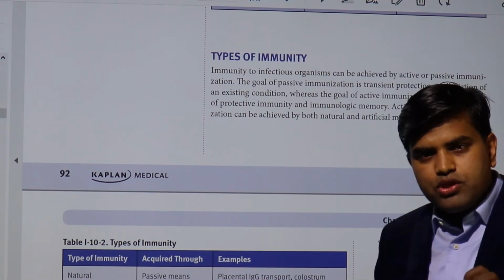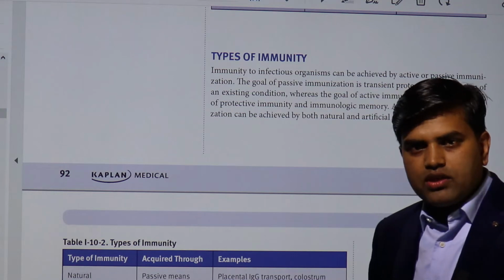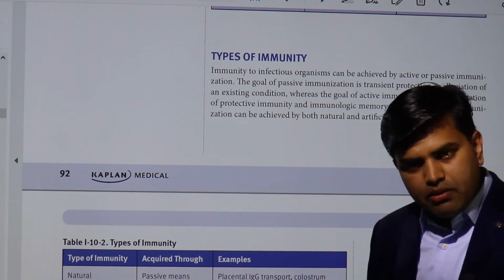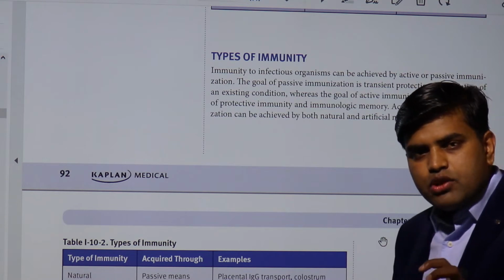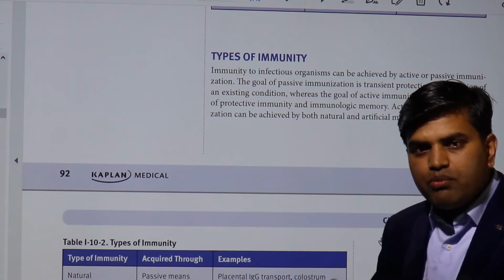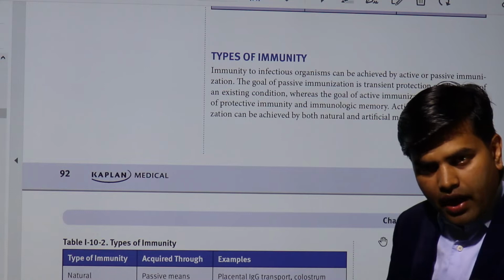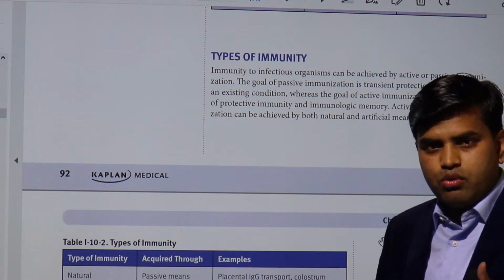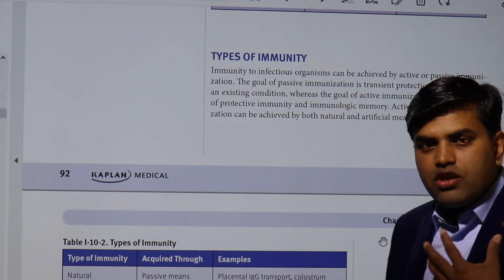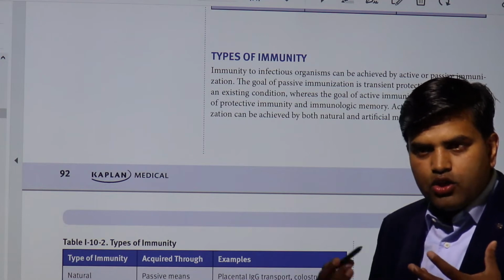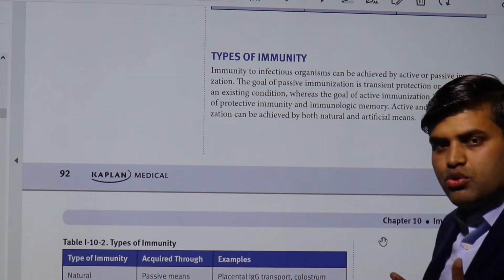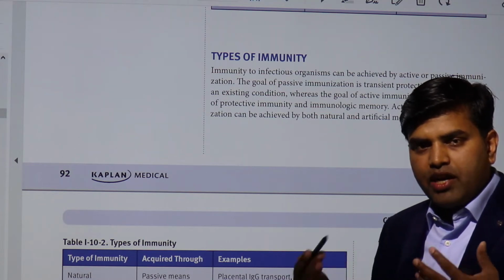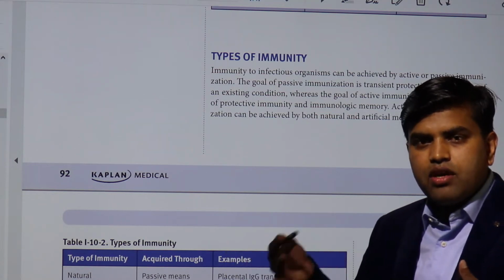Immunity is divided into two parts. One is active, the other is passive, and each can be natural or artificial. The main thing is that active means your own body is involved in processing the antigen and forming the antibody, whereas in passive, the body is not taking part in the formation of antibody. The term passive is given because the antibody is preformed and delivered from the outside.